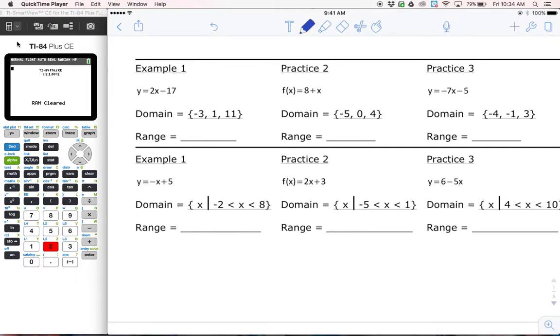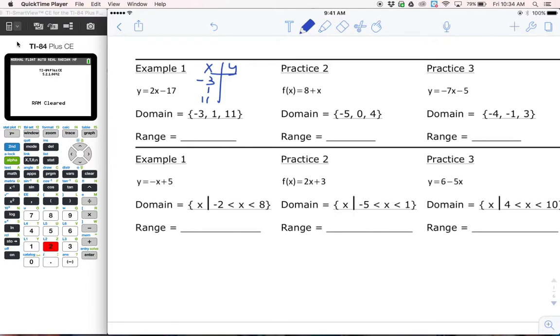All right, example 1 in the next section. We are given y equals 2x minus 17. And we are told the domain. What we need to realize is that that means we're given x values. So if we wanted to think about this as a table, we could think, well, they gave us -3 and 1 and 11. What we need to do is find the range.